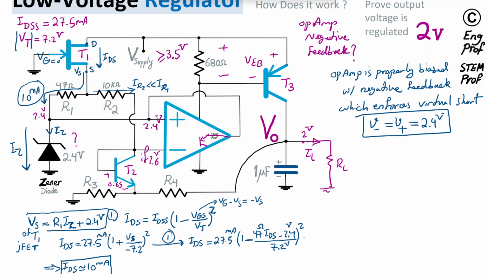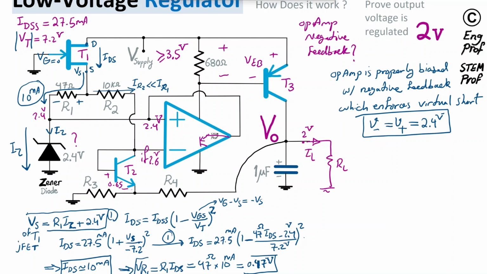So with that said, we would like to also find the voltage of source, which now we can, because we now know how much is going through R1. So the voltage drop across R1, therefore VR1, is just R1 times IDS, which is 47 ohm times 10 milliamp, which turns out to be VR1 just simply roughly 0.5 volt. So it's 0.47 volt.